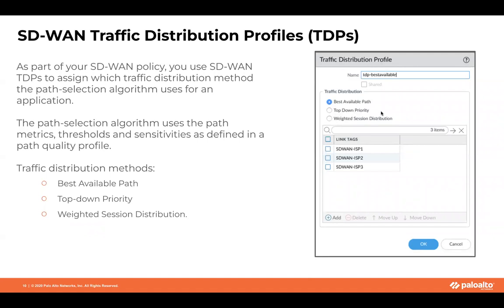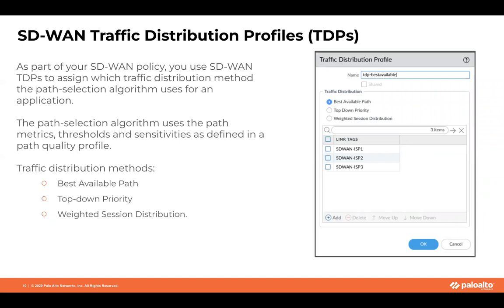So unlike best available path or top-down priority, where if we have a degradation, for example we cross a specific jitter threshold, the top 2 profiles will move that session to a better performing path. With weighted session distribution, that session will stay pinned to that path until that link goes down. So usually you will not see this used for business critical applications or for applications where you have to shift that session dynamically between the links if there is some type of degradation happening.